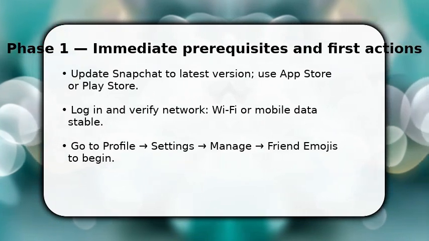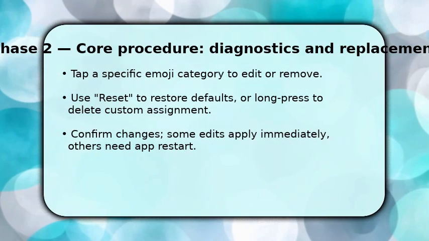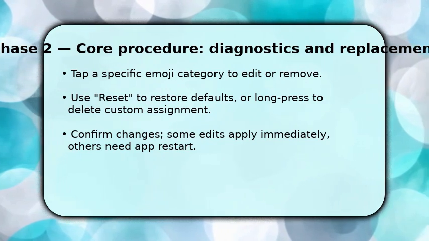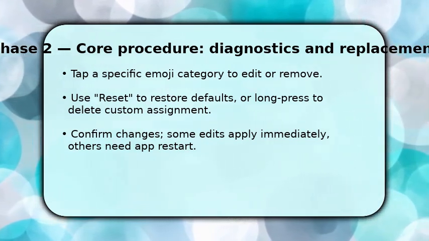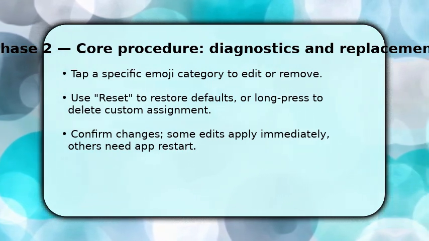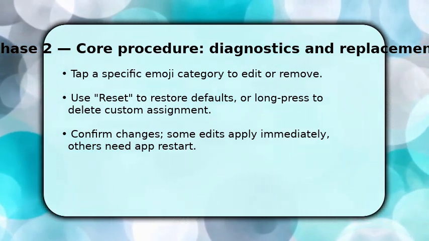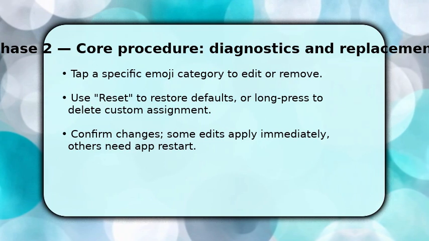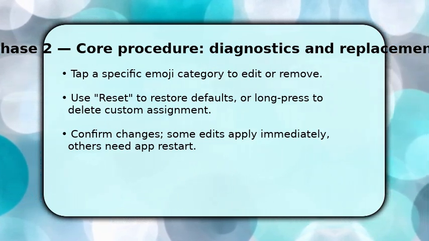You now edit the emoji rules that map to friend behaviors. Tap the category you want, for example, Best Friends, BFF, or Snapstreak, and choose a new symbol or select the option to reset that category. If you set a custom emoji, long press entries to clear assignments. Make sure to confirm each change.